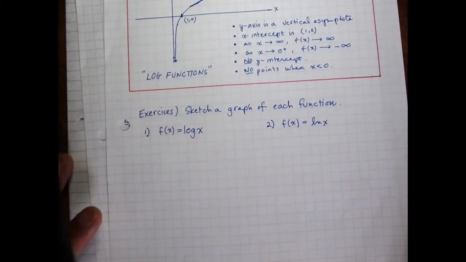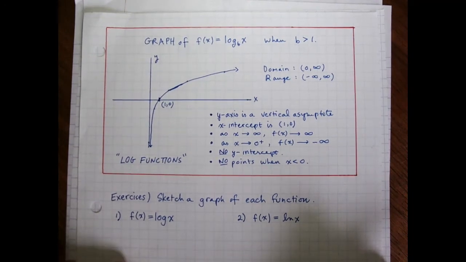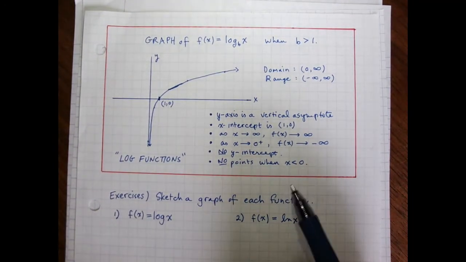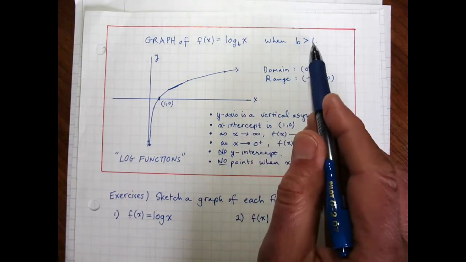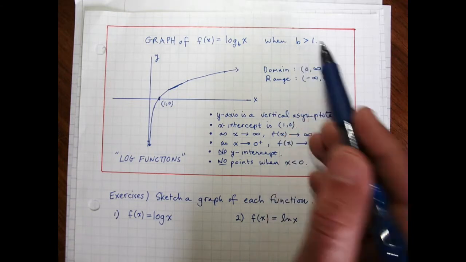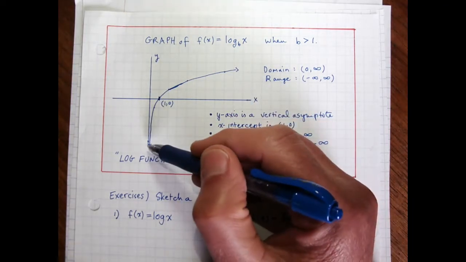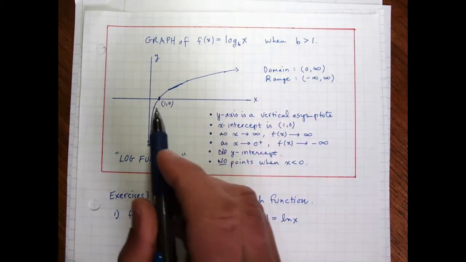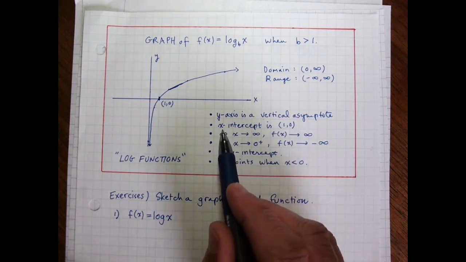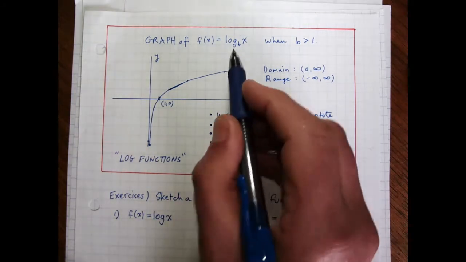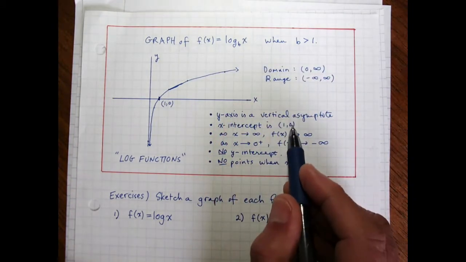Let's try to sum these ideas up now. And here I have sketched just sort of the general shape. So instead of looking at one particular base, we're talking about any base b where b is greater than 1. We're only going to look at log functions where the base is greater than 1. And the shape will always look pretty much like so. The y-axis is always going to be a vertical asymptote. The x-intercept is going to be at 1, 0, no matter what the base is, because log base b of 1 equals 0 for any base at all.